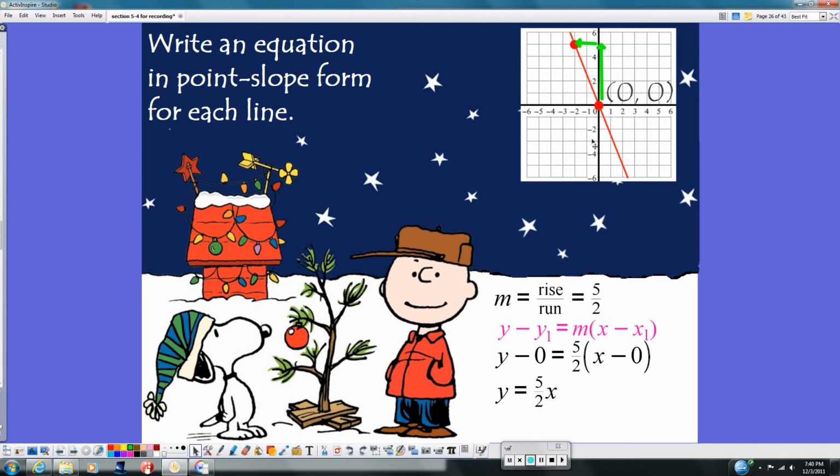Another one, my rise over run here was up 5 and over 2. I chose to use the point 0, 0, so y minus 0 equals 5/2 times x minus 0. With all those zeros, I can make it y equals 5/2 x.